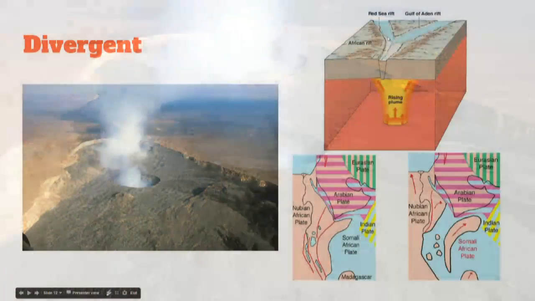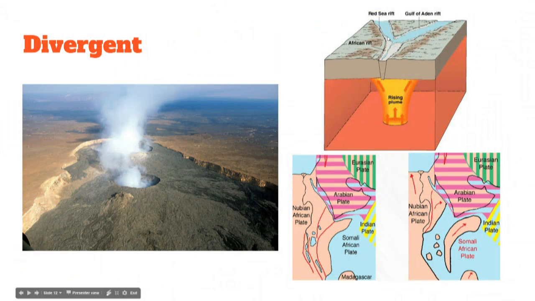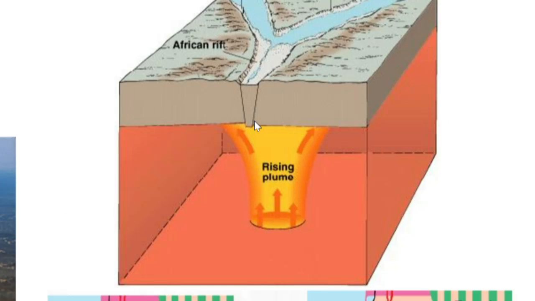If we took a cross section, we have this huge rising plume, also known as a convection current, pushing up underneath this African plate. For whatever reason, there's a convection current under the edge of Africa right now, and we're getting this African Rift Valley being formed, and it's slowly being filled in with water.